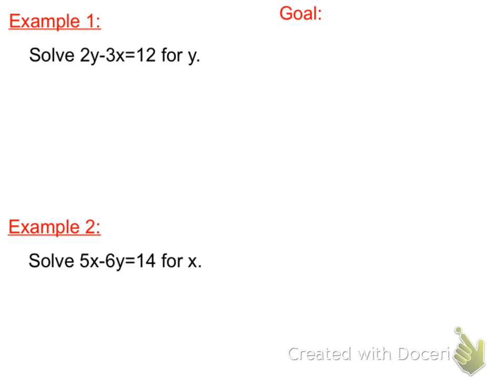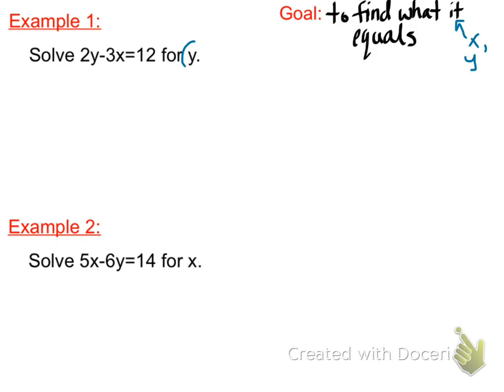So what does that mean? What is the goal? Well, the goal is to find what it equals. And by it, I'm talking about x or y. So for this problem, I'm talking about y because it says solve for y. That's the it of this problem. So my goal is to find out what y equals. Now I have to work on doing that for this equation. The answer will look like y equals something. So my goal is to get y equals something in this equation.